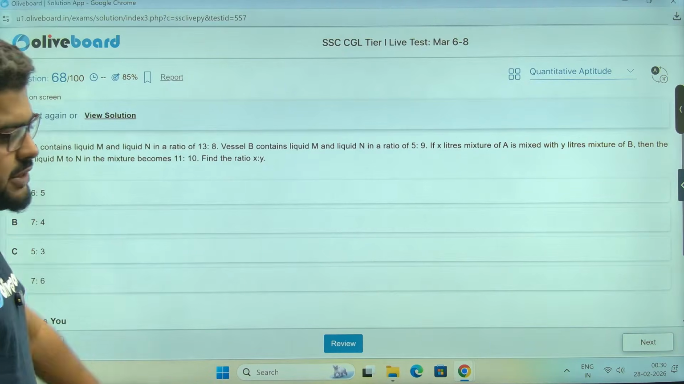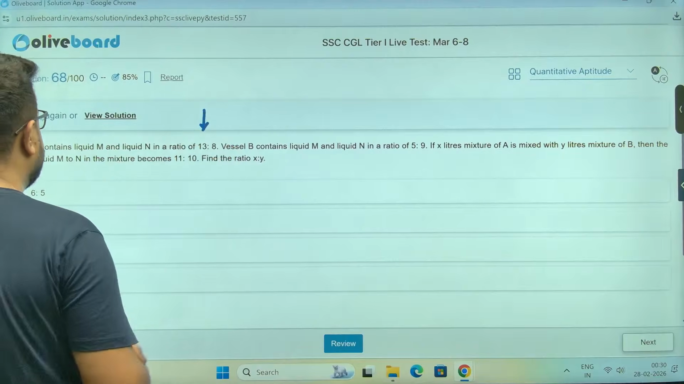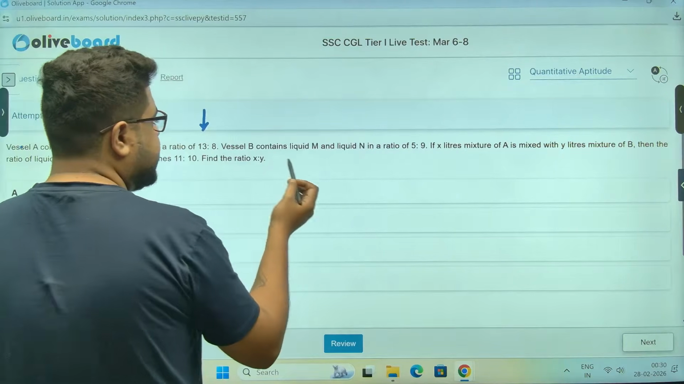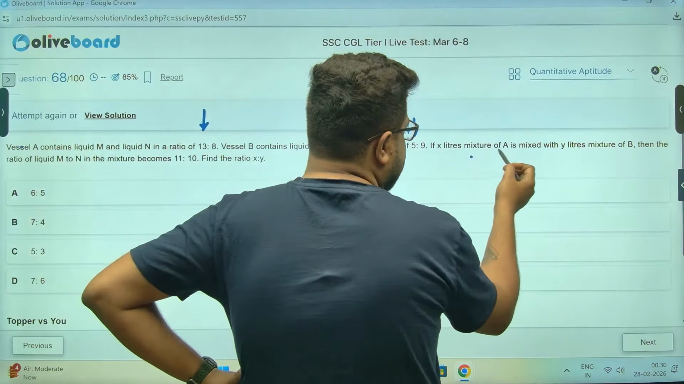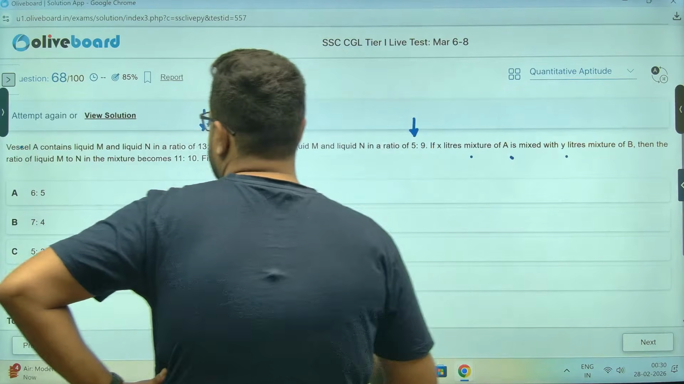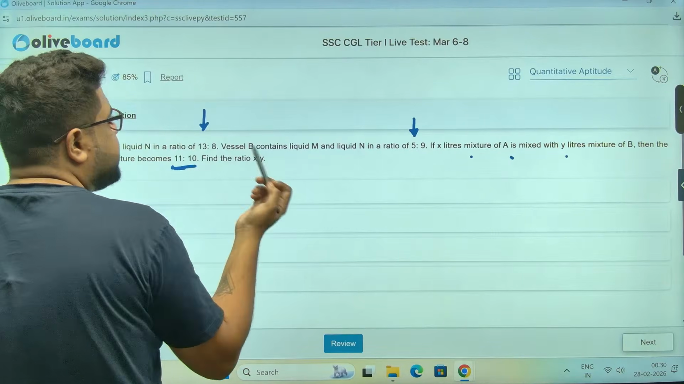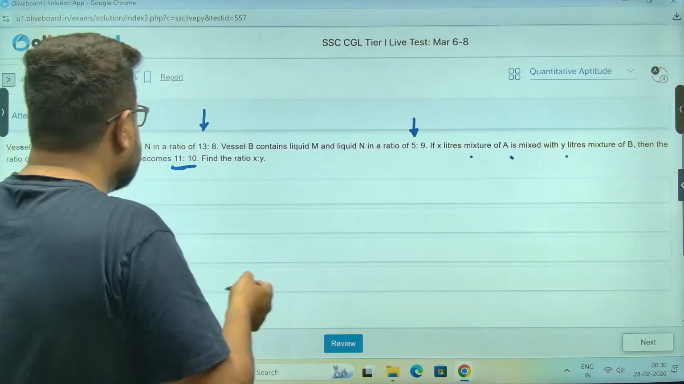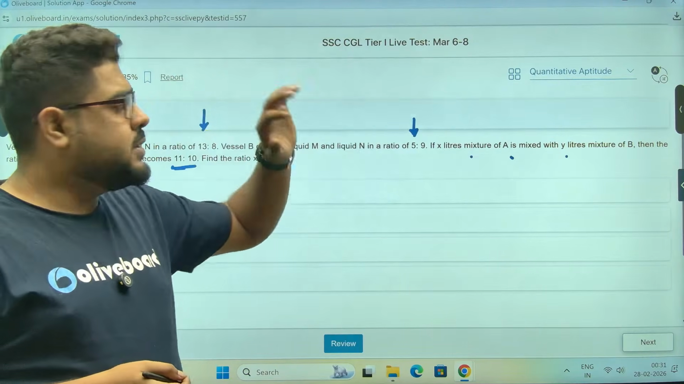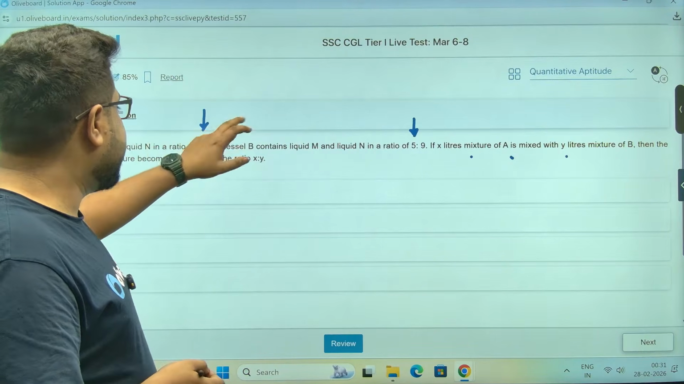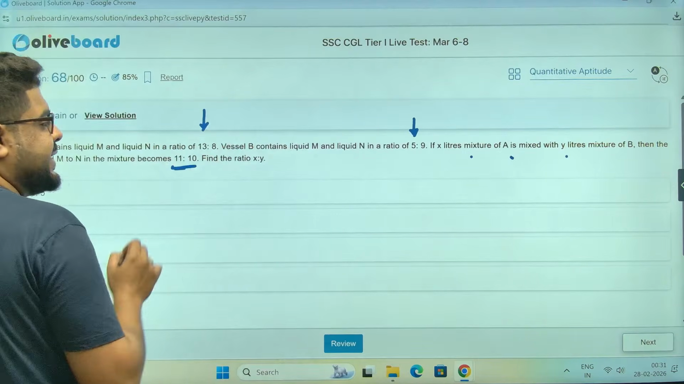Again, mixture. M and N, the ratio is given. Vessel A, Vessel B, this is given. X liters of mixture A is mixed with Y liters of mixture B. Sir, pure and simple alligation. So you can alligate using either liquid M or liquid N. It looks better if we alligate with liquid N because the values are a little easier.